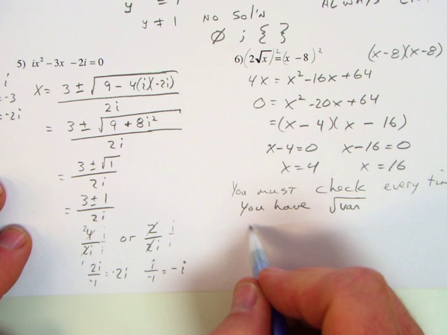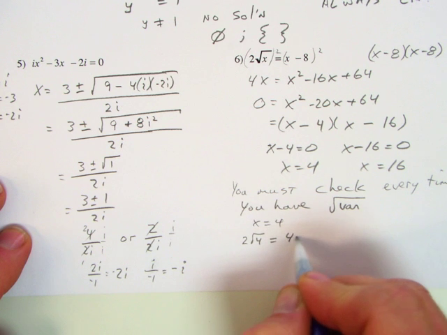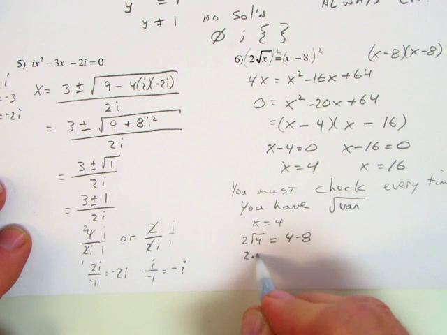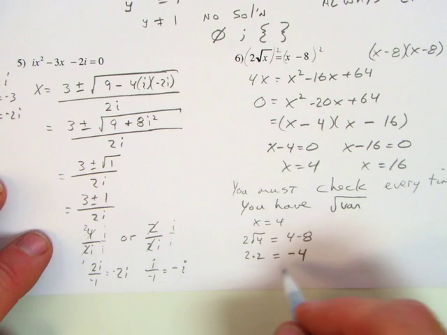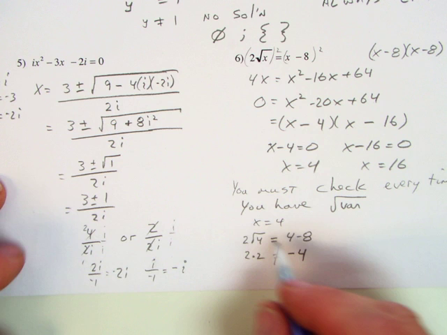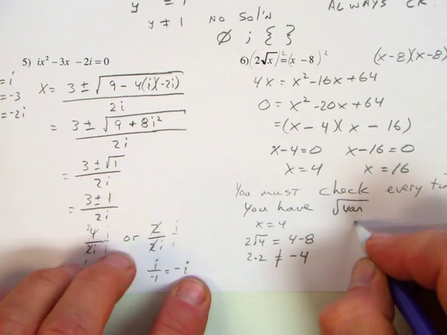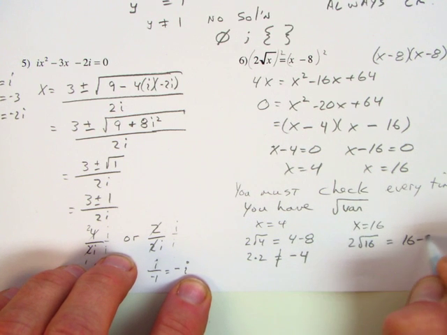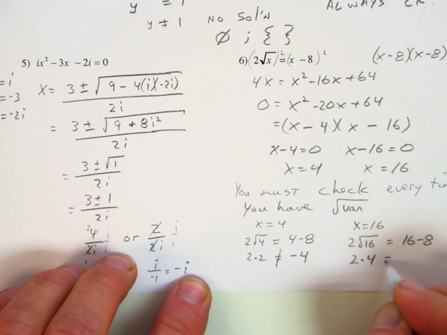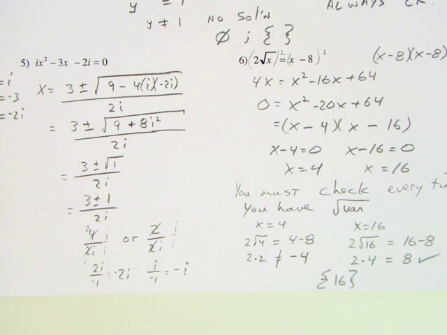So when we do this, x equals 4, we'll get 2 times root 4. Does this equal 4 minus 8? 2 times 2 equals negative 4. Remember, we're checking the original equation. That is false. X equals 4 is not a solution. When we check x equals 16, we get 2 times root 16 equals 16 minus 8. 2 times 4 equals 8. Yes, that checks out. So our solution, there's only one answer to this problem, and that answer is 16.